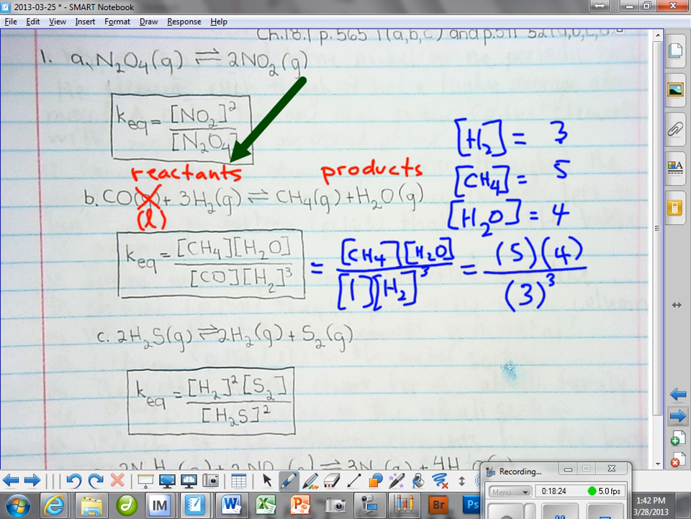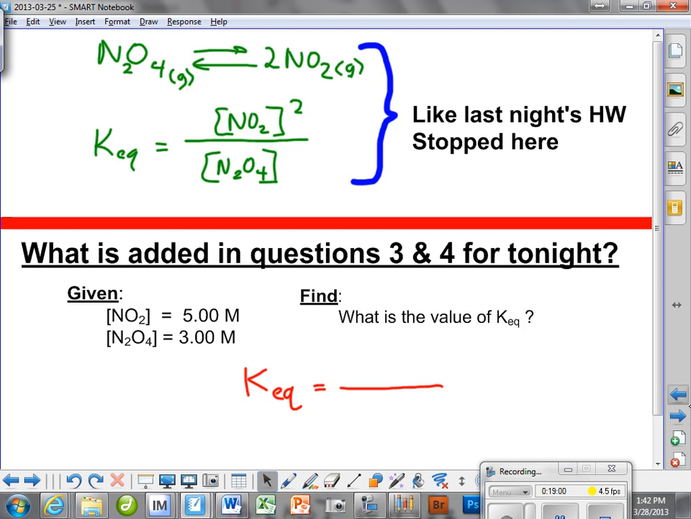So order of operations, you always want to take care of your exponents first. So 3 times 3 is 9, times 3 is 27. So this is equal to 20 over 27. And then you want to go ahead and solve it for whatever that number is. It'll be point something. 0.7407. Actually, because we only have one sig fig, that'll work. Are we good?